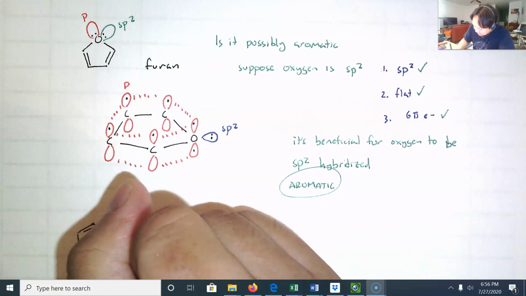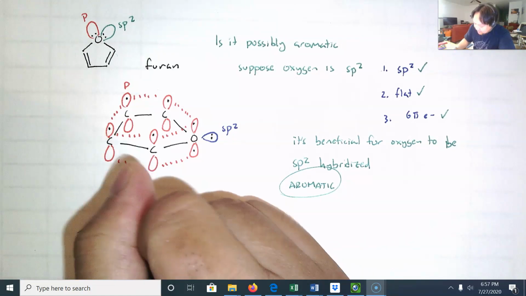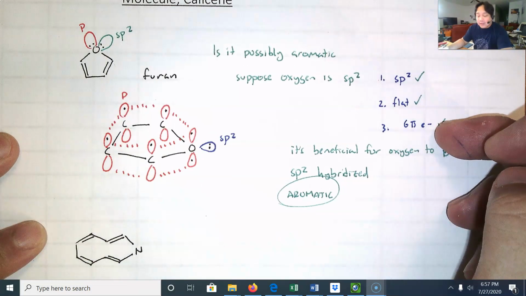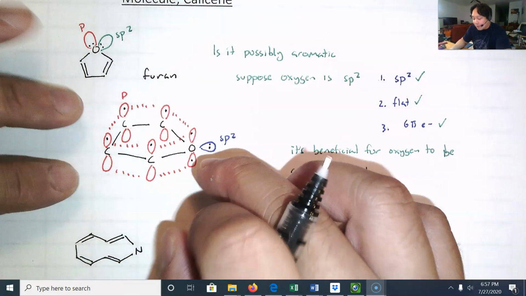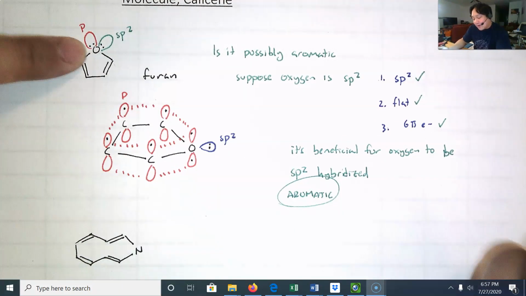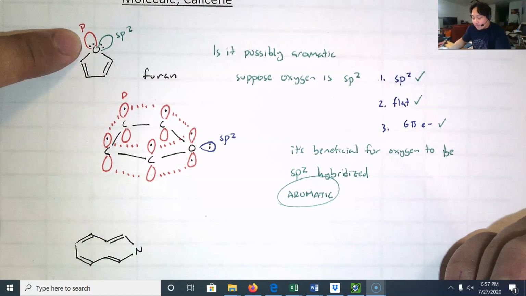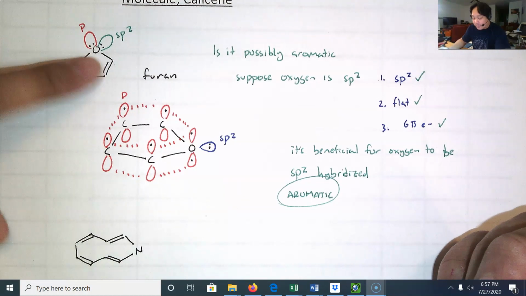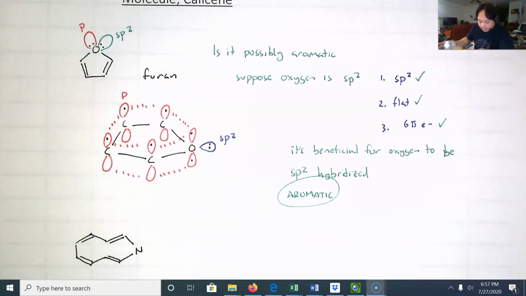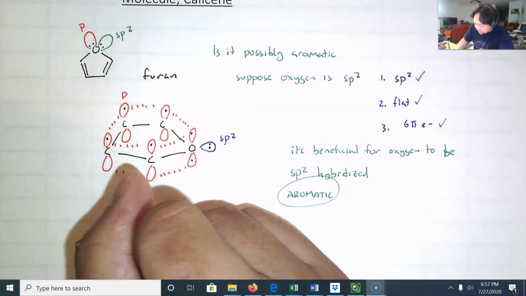With practice, this analysis will become automatic. You don't have to draw an orbital cartoon to figure out that, oh, if that oxygen is sp2 hybridized, one of the lone pairs is in a p orbital, the other lone pair is in an sp2 orbital. Okay? You won't need to do that once you get a lot of practice in.